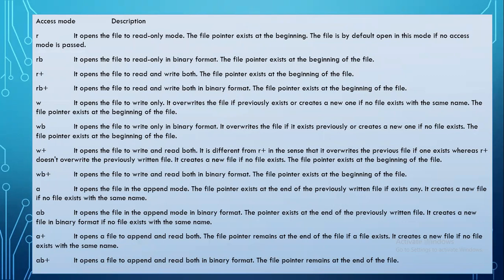Now what is A means? It is opening the file in appending mode. It writes at the end of the previously written file if it exists, or else it creates a new file if no file exists with the same name. There also we have AB, A plus, AB plus. Okay, so I hope everyone understood. These are the access modes.